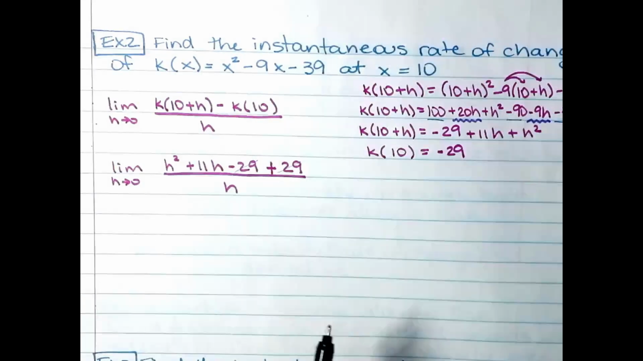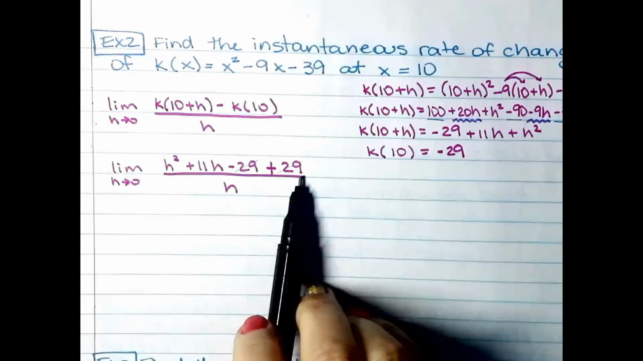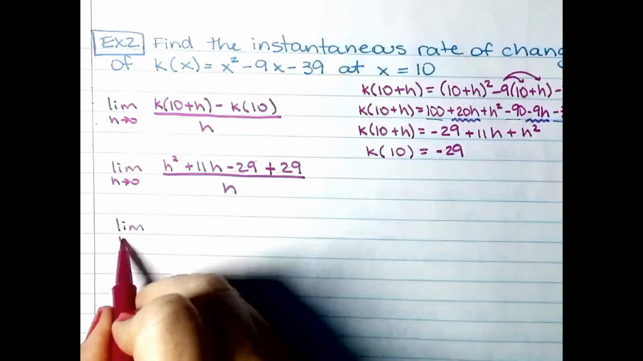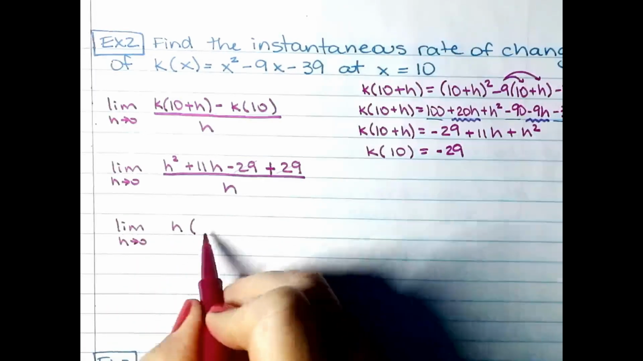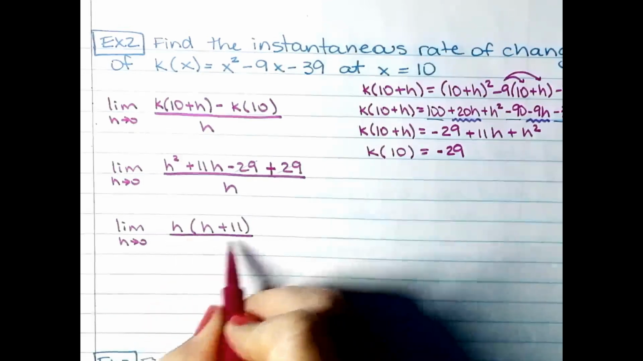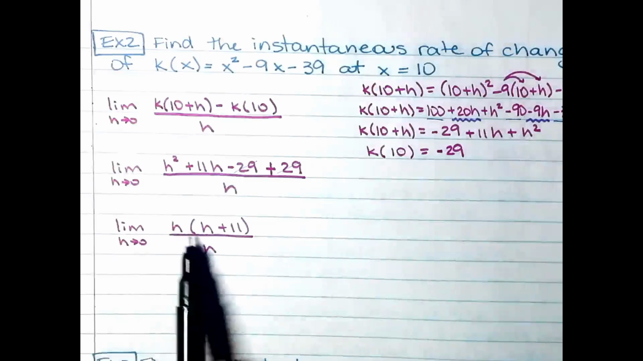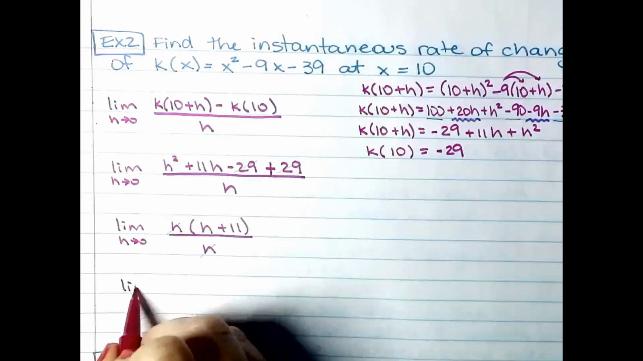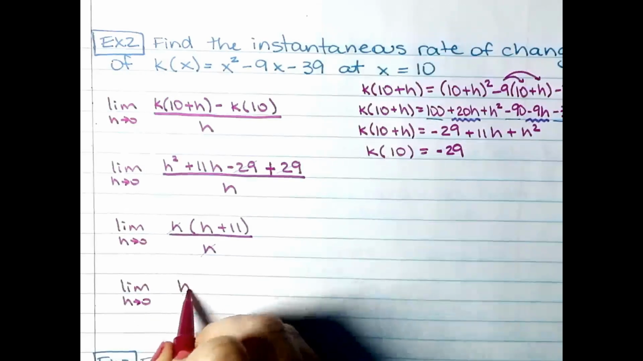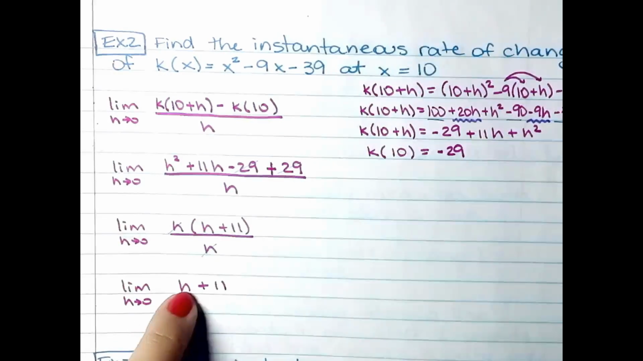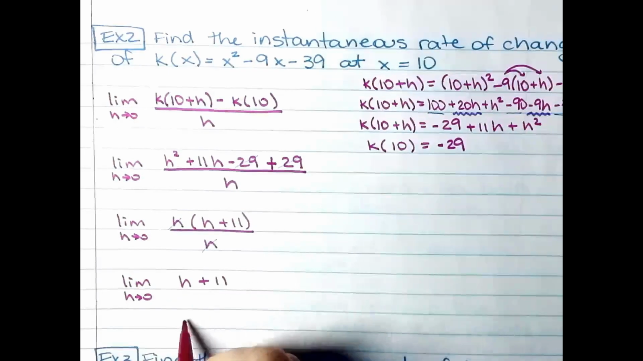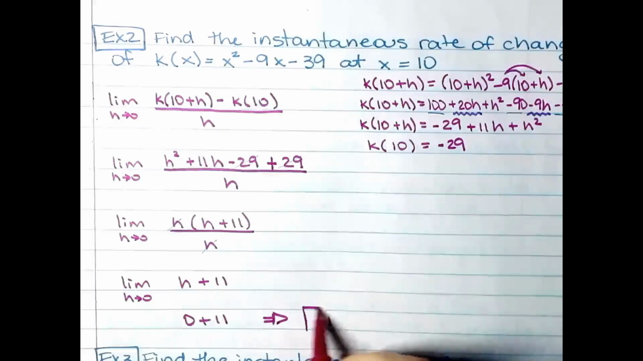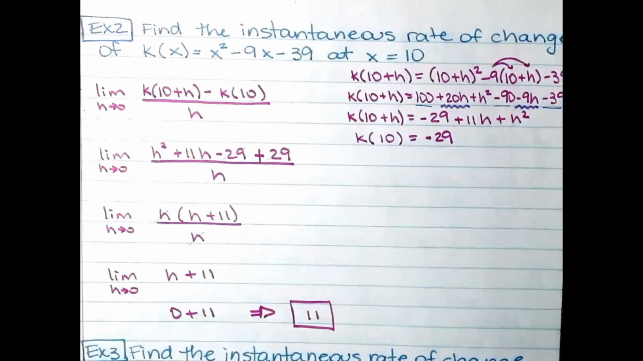We combine like terms. So negative 29 plus 29 is 0. I'll factor h. I can simplify h because h divided by h is 1. And then I can finally substitute 0 for h so I can evaluate the limit. So 0 plus 11, it is 11. It's not bad, huh? Okay.